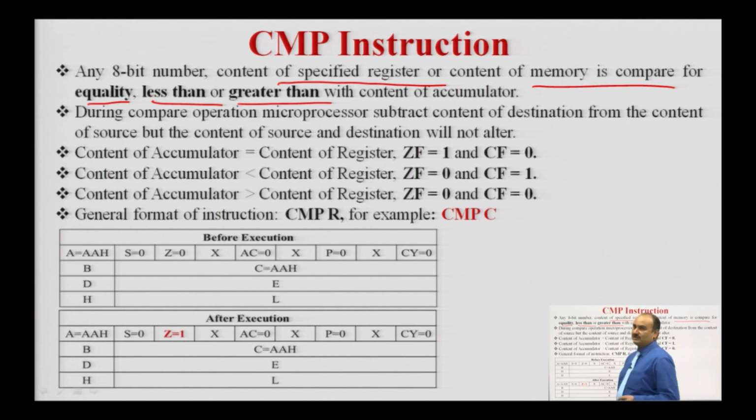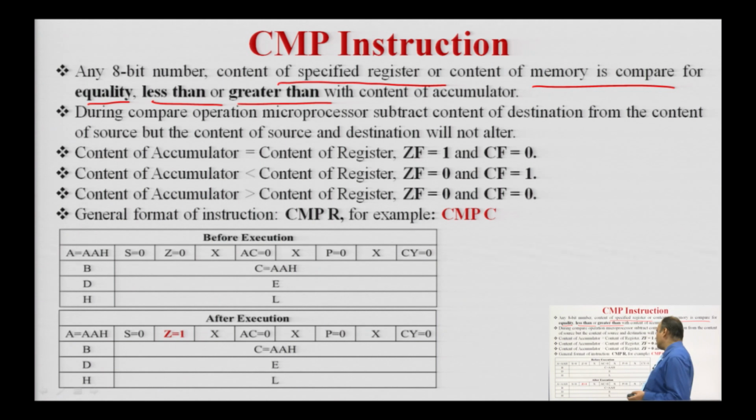During the compare operation, the microprocessor performs a subtraction operation, but after the execution of this compare instruction, the content of source and destination will never change or be altered. So, any 8-bit number, or the content of a specified register or memory location, is compared with the content of the accumulator for equality, less than or greater than. After the compare, the processor is able to identify whether the content of the source is greater than, equal to or less than the destination value.